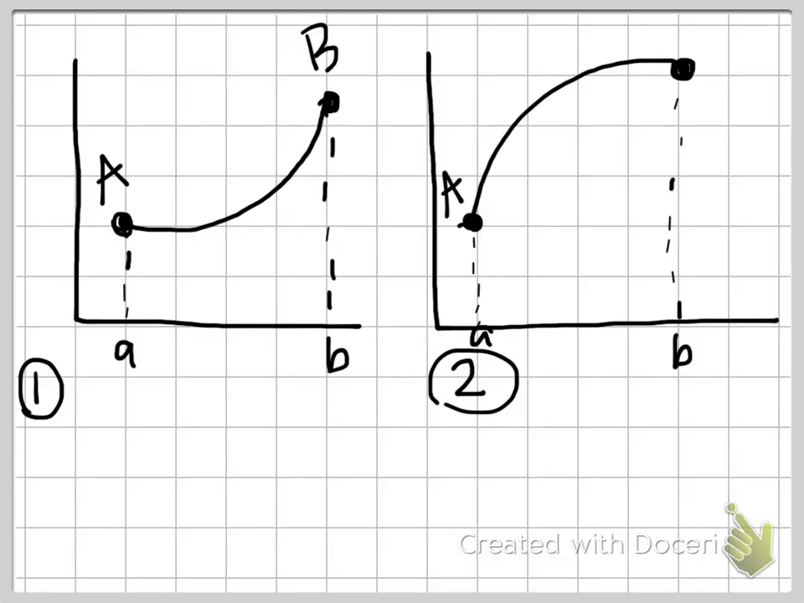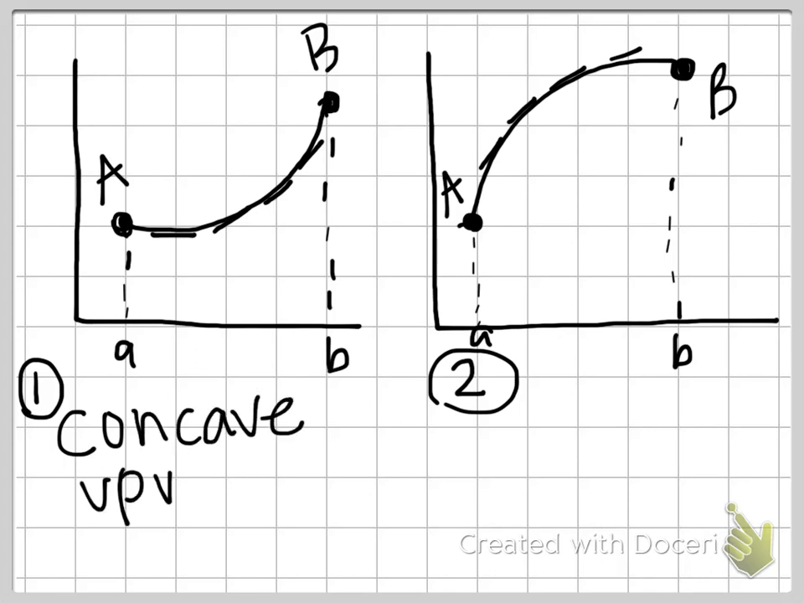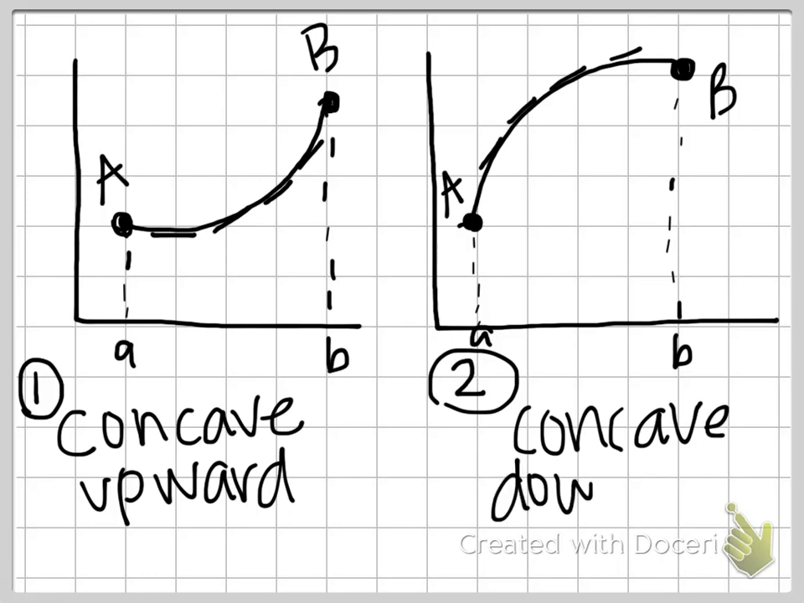So take a look at these two graphs. Both of them connect the points A and B. The shape is just a little bit different between the two of them. Notice that the tangent lines on the first one are below the graph, and the tangent lines of the second one are above the graph. We call the first one concave upward and the second concave downward.